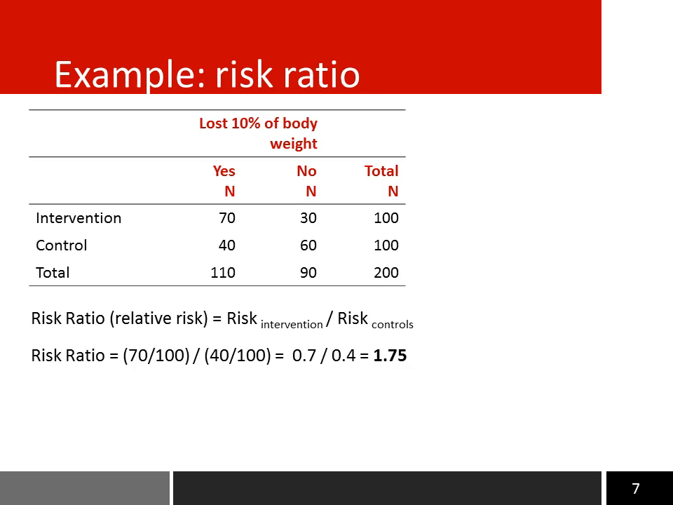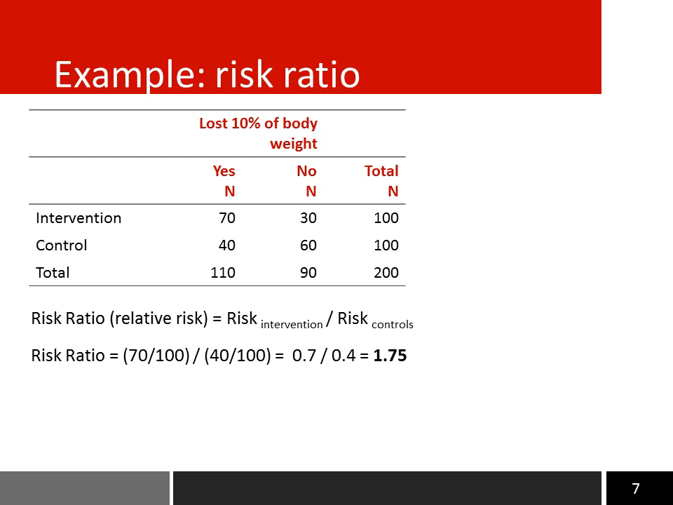Now let's look at the second outcome. Did the participants lose at least 10% of their body weight? This is presented here in a 2x2 table. So 70 out of 100 people did lose 10% of their body weight in the intervention group, whereas this figure was 40 out of 100 people in the control group.